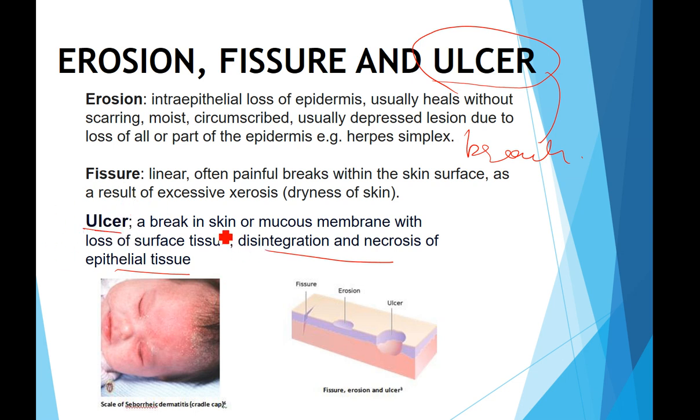You can see ulcers on the skin as well as in the mucous membranes, and also in the GI tract. You can see there can be ulcers, right? So next, coming towards the difference between the erosion and the fissure.